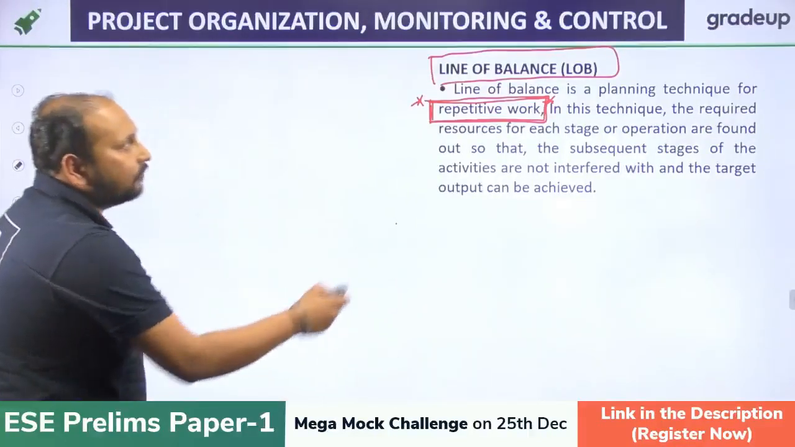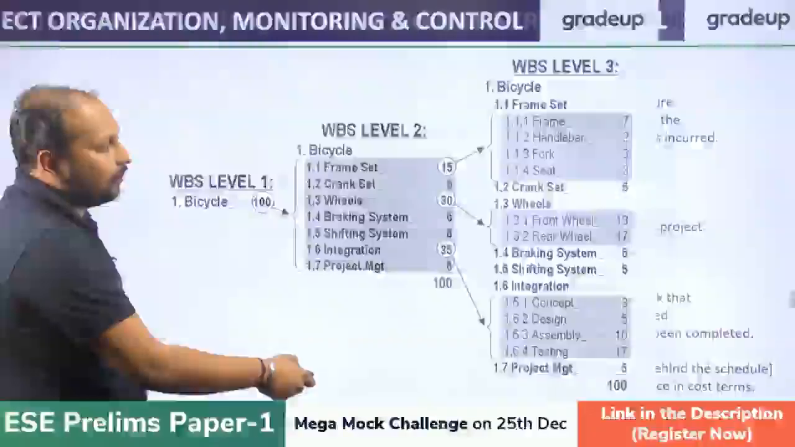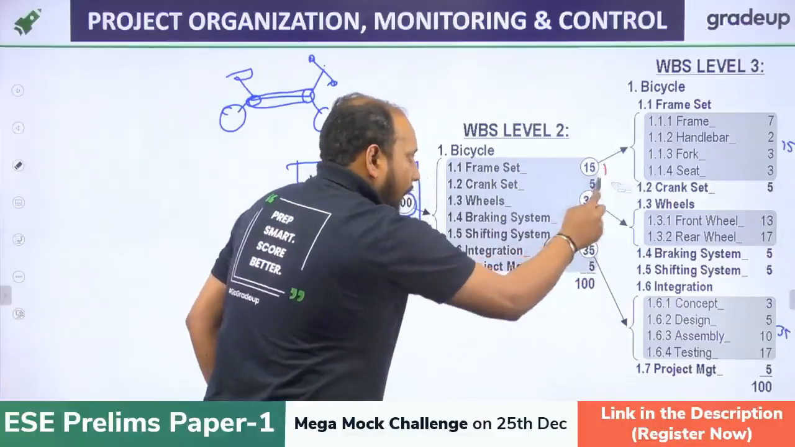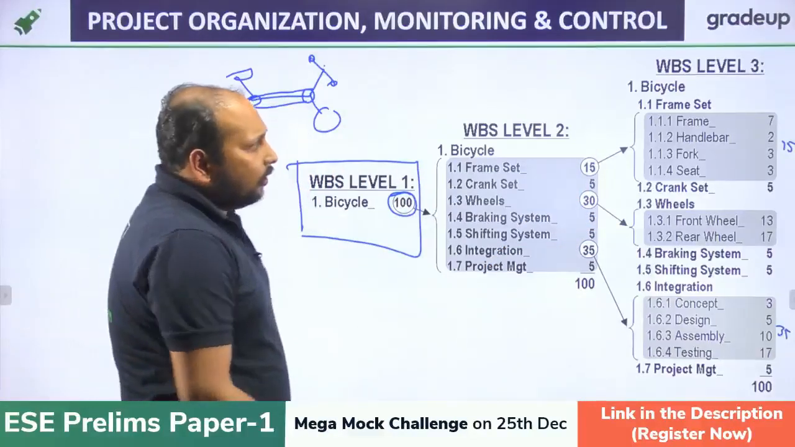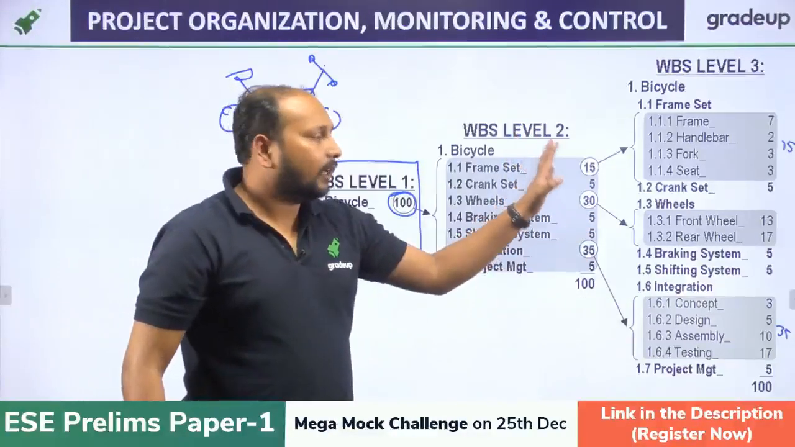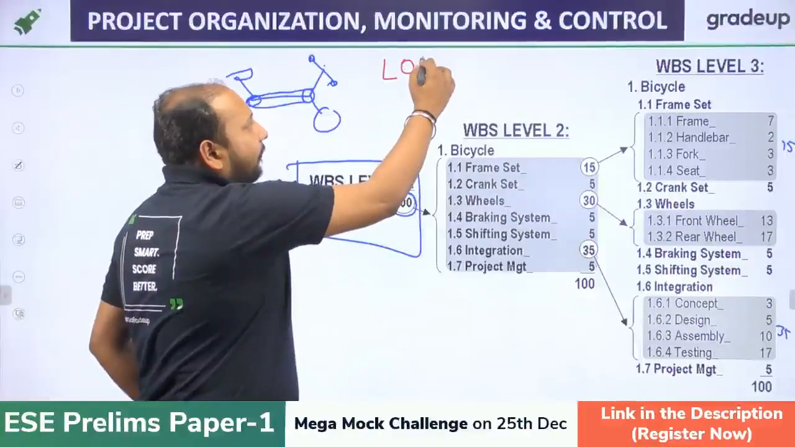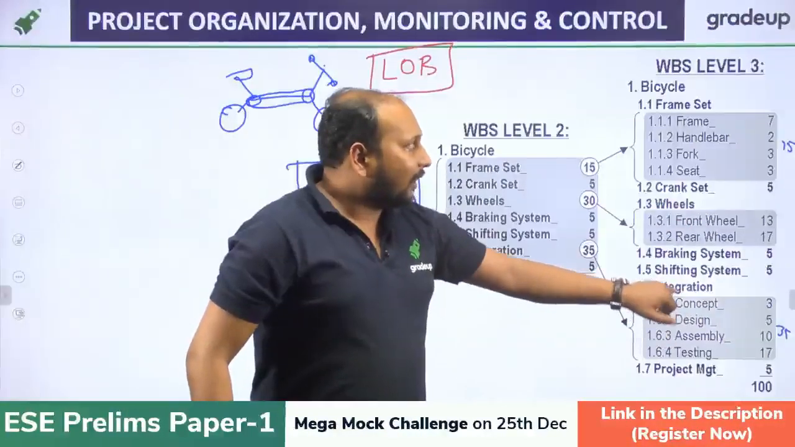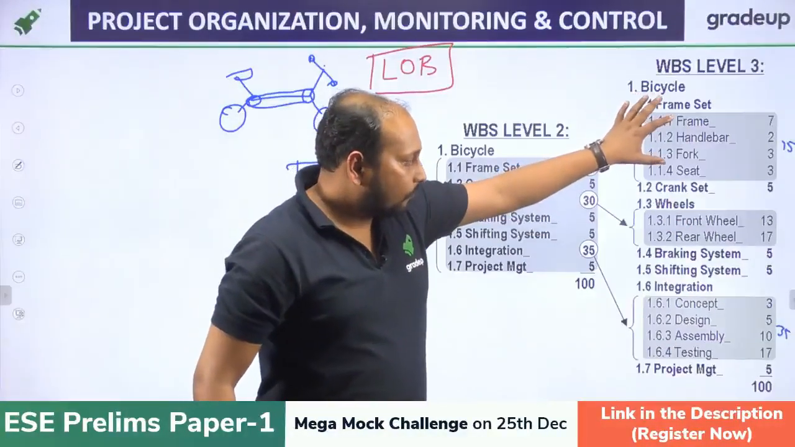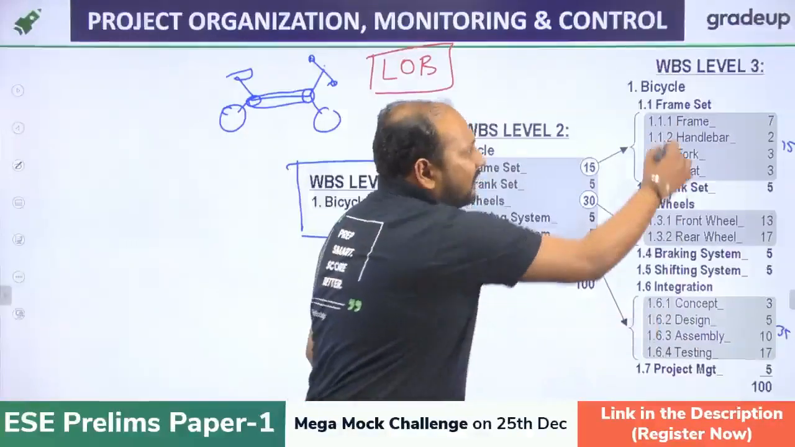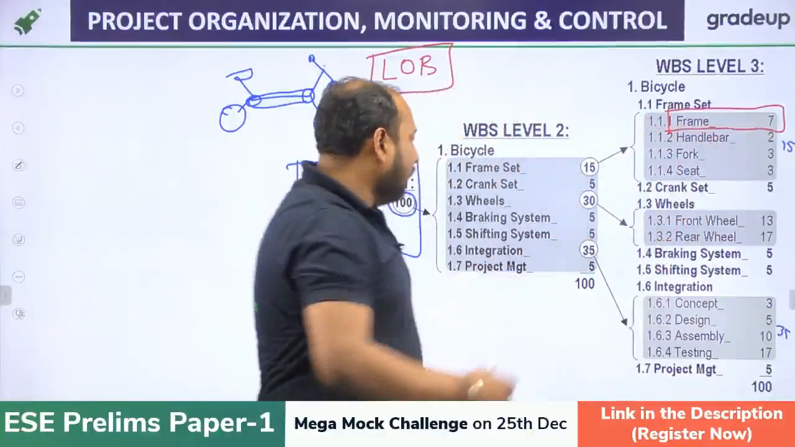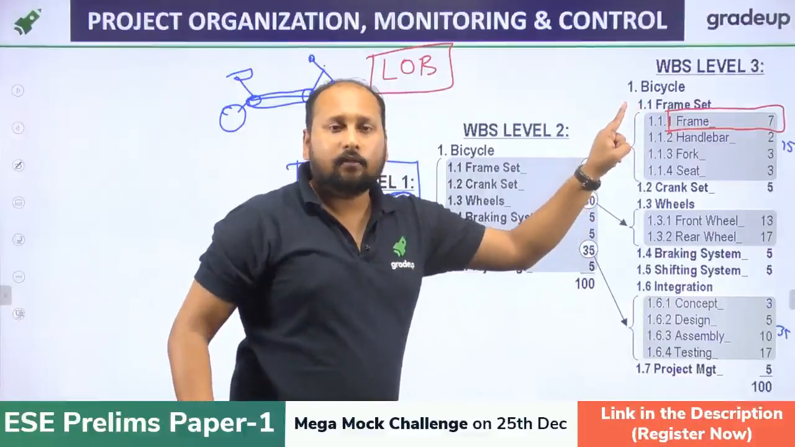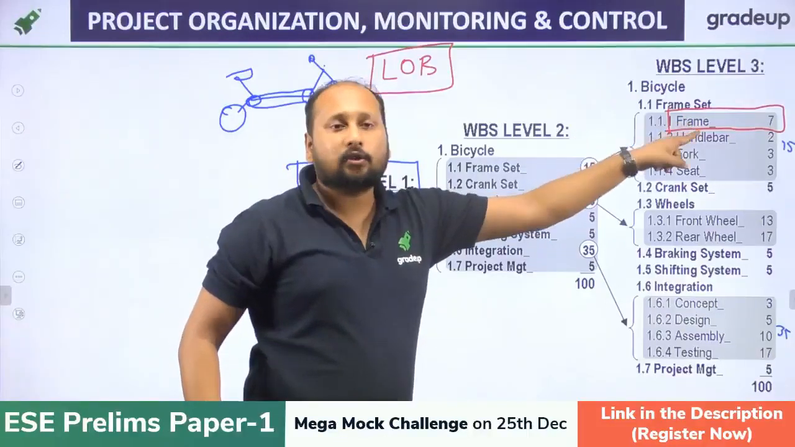Let me take the example of the bicycle, because you will be able to understand from this. I'm explaining LOB, line of balance, by using this chart. Now, if you talk about, for example, the assembly point, or we can say the frame. For 100 components, we have seen 7 frames are there. Now the 7 frames will be similar, so the manufacturing or the production of this frame will be similar.